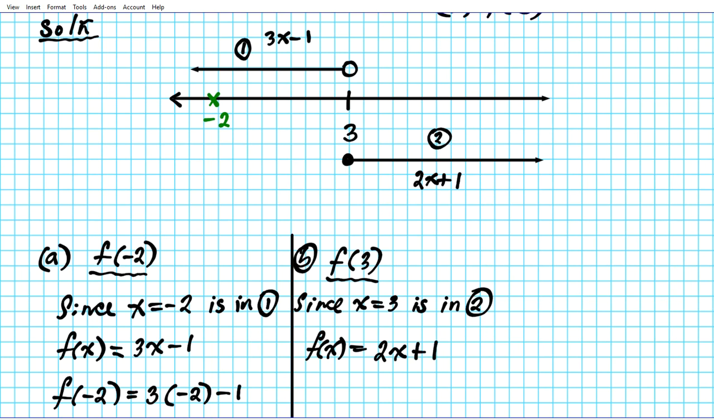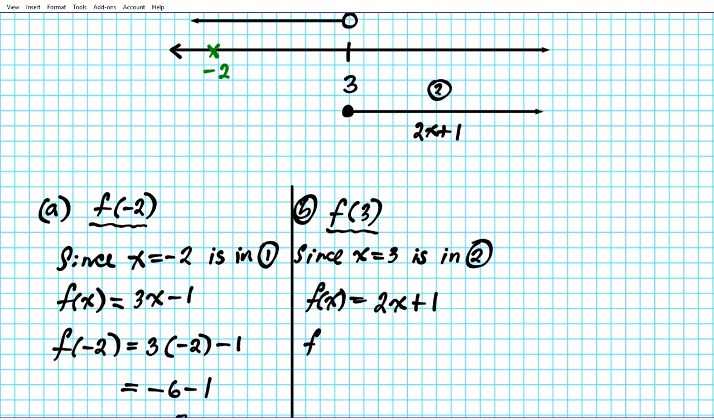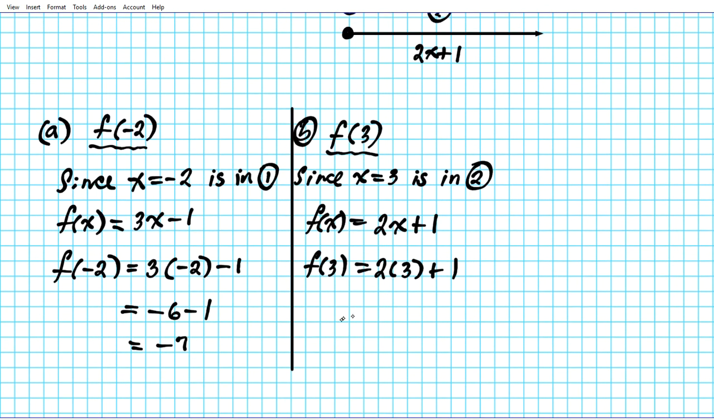Let's go ahead and evaluate the function at 3. So f of 3 is going to be 2 times 3 plus 1. Now just simply use the order of operations to simplify. 2 times 3 is 6, plus 1. 6 plus 1 is 7, and that's your final answer.